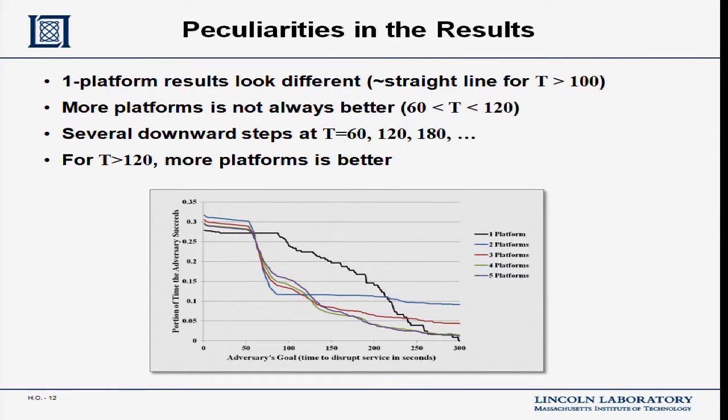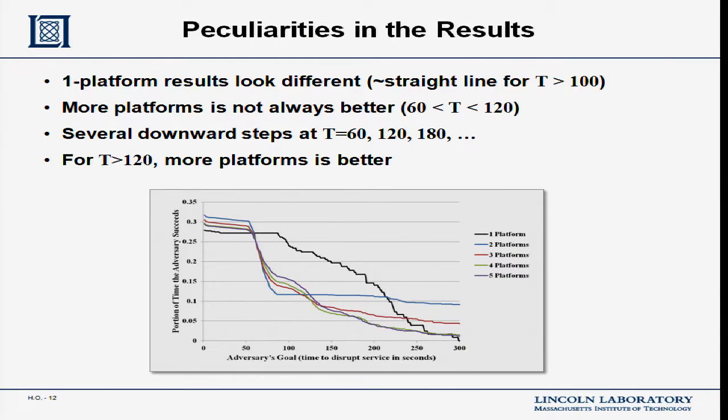Another weirdness in the results is that more platforms is not always better. As you can see here, in this part of the graph, 5 platforms is actually much worse than 2 platforms. The attacker has more chance of success with 5 platforms in this case. There are also a number of downward steps, as you can see, at t equals 60 seconds, 120 seconds, 180 seconds, and so on. So something must be going on there.